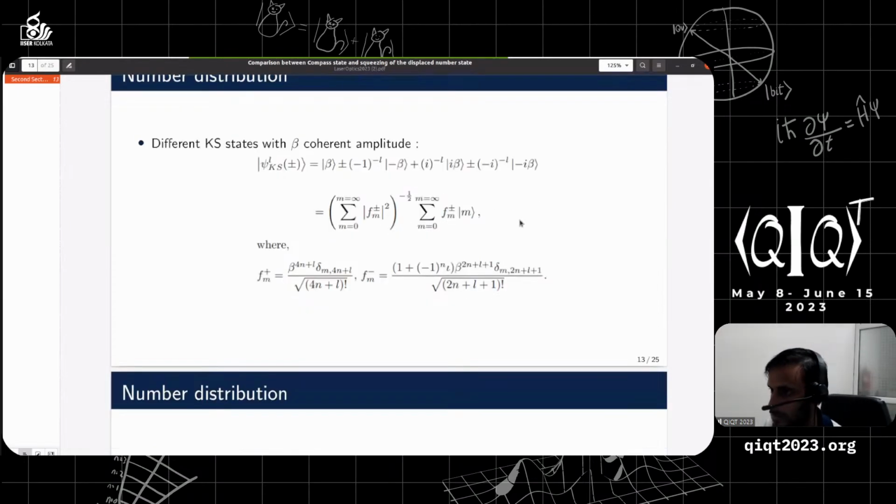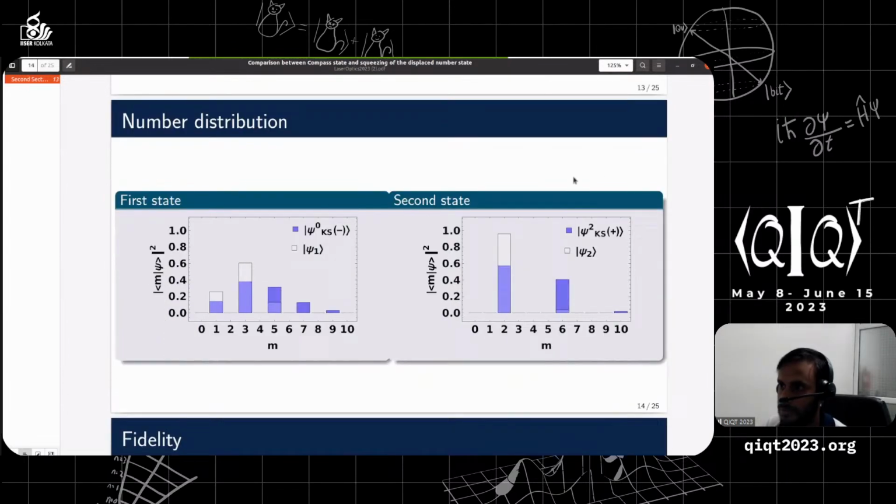So the comparison here is for psi1, our first state, and psi0, which describes l equal to 0, our assumed compass state. In this case, we see that it has a nice non-zero component matching with the compass state, with the n zero component remaining zero, which matches with this. For the second state, it has a similar probability distribution.